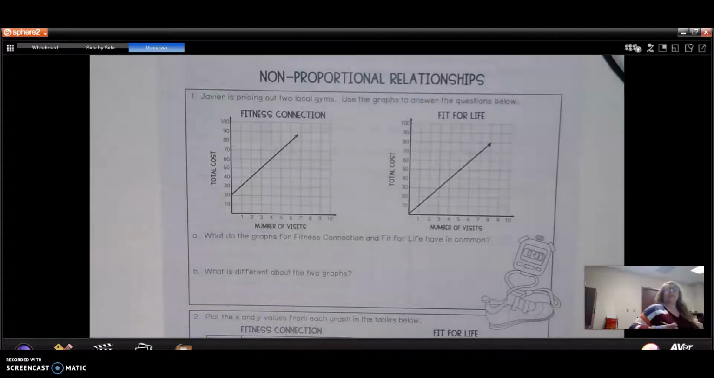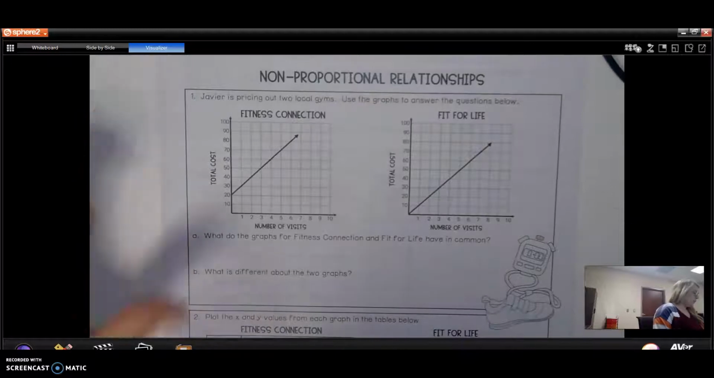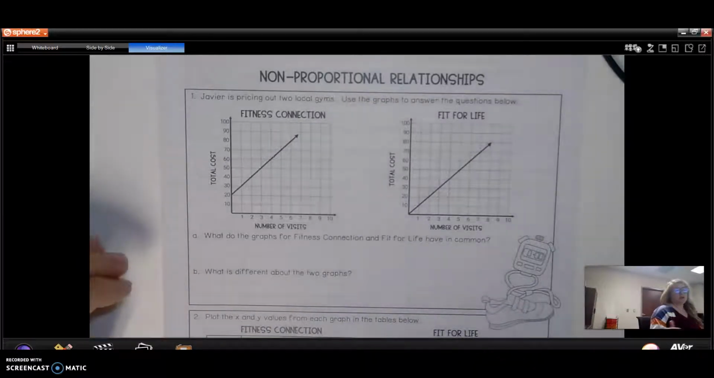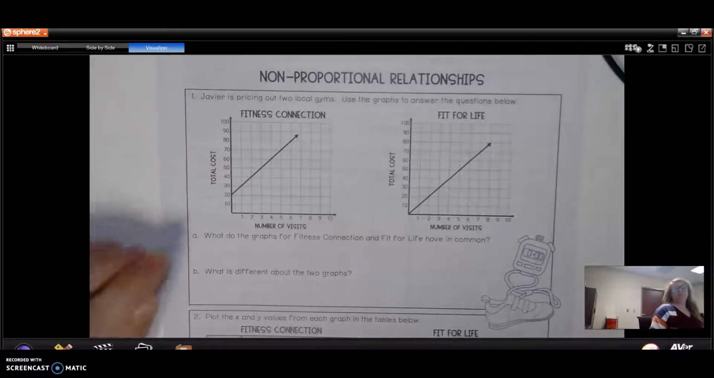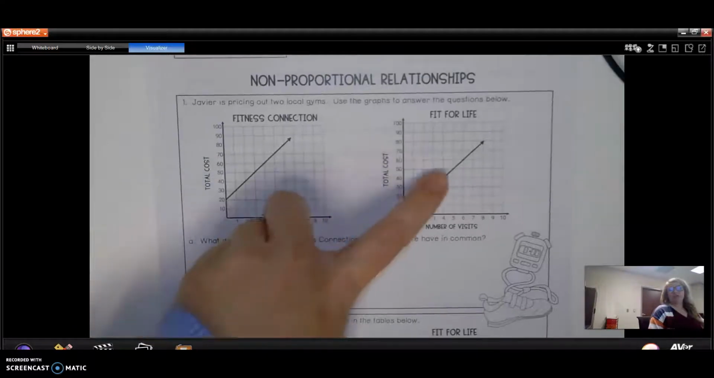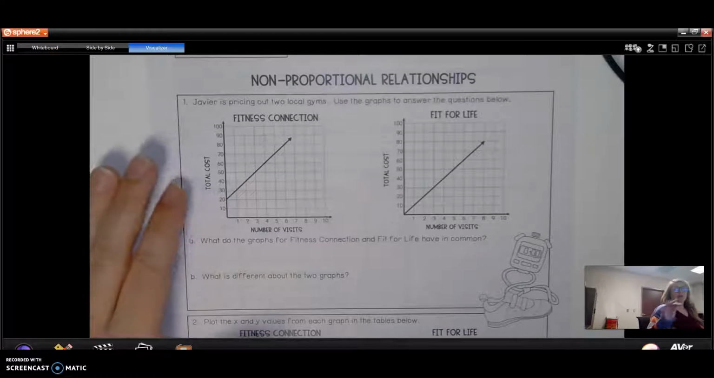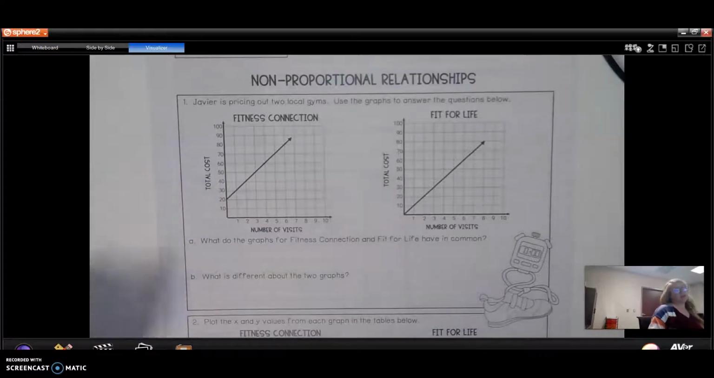Okay guys, this is the start of video number 3 for proportional and non-proportional. Everything that we talk about in video 3 is going to be a non-proportional relationship. So the very first thing I want you to do is go ahead and pause the video. I know we just started, but pause the video and come back and you can tell me what the graphs from the fitness connection and Fit for Life have in common and what is different. So go ahead and pause your video and come back when you're ready to answer those questions.